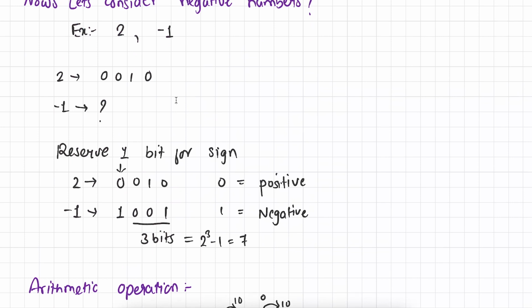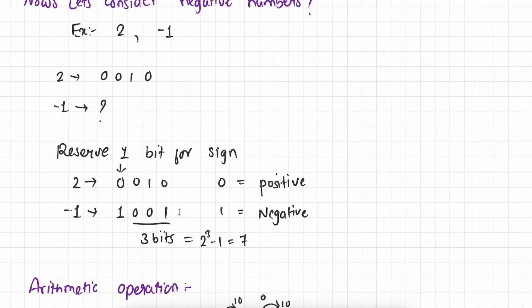So engineers came up with one idea. What is that idea? The idea is simple. Let's use the most significant bit to represent the sign of the number. If the most significant bit is 0, it means the number is positive, and if the most significant bit is 1, it means the number is negative. As simple as that. Now 2 is represented simply: the most significant bit becomes 0 and the remaining bits remain the same. And for -1, the most significant bit becomes 1 and the remaining bits remain as they are.